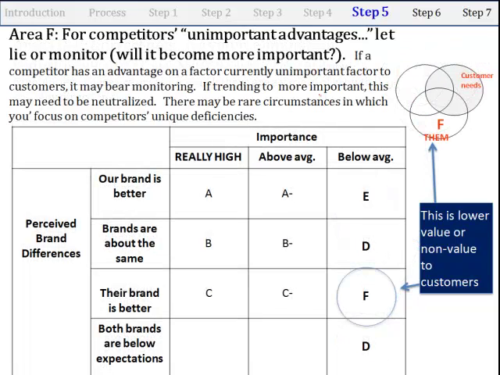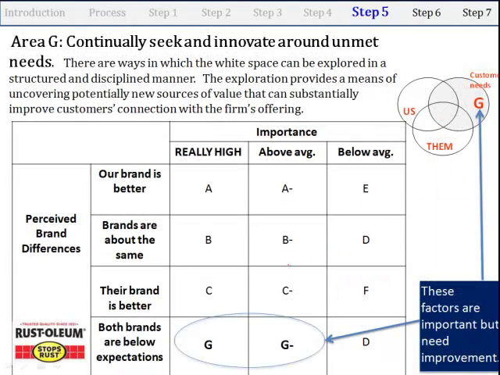Area F is an interesting one in that it's the competitor's unimportant advantages or non-value. You've got to be careful you don't wake a sleeping giant with this, but certainly an area of value we need to be aware of. And area G, we'll illustrate with Rust-Oleum here. Very important unmet needs. How do we innovate around and seek solutions to unmet needs once we've identified them?